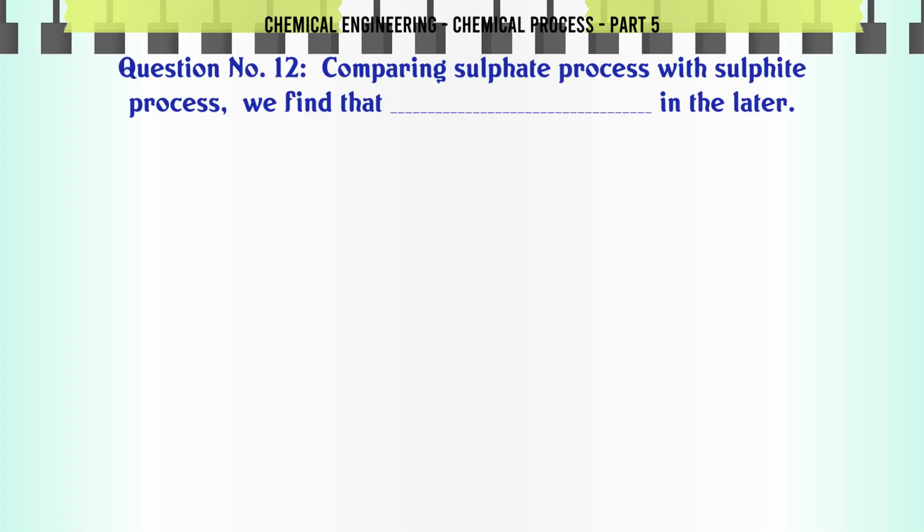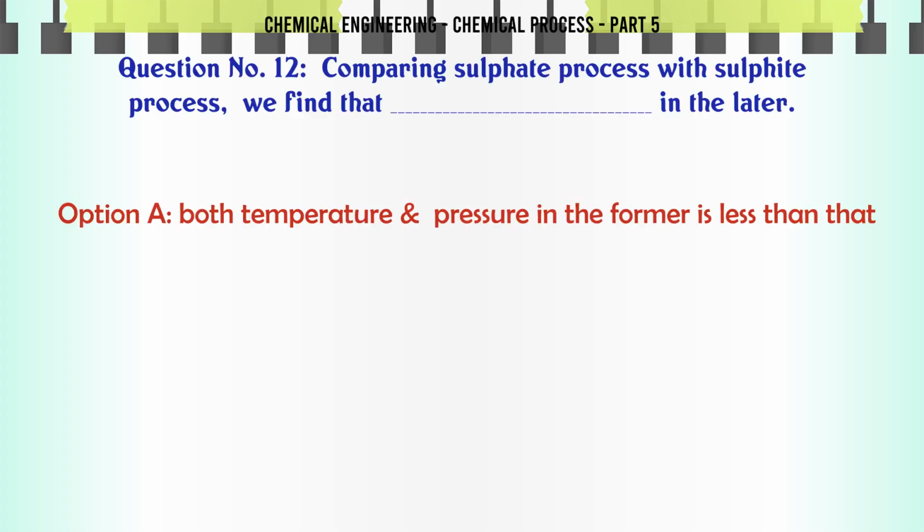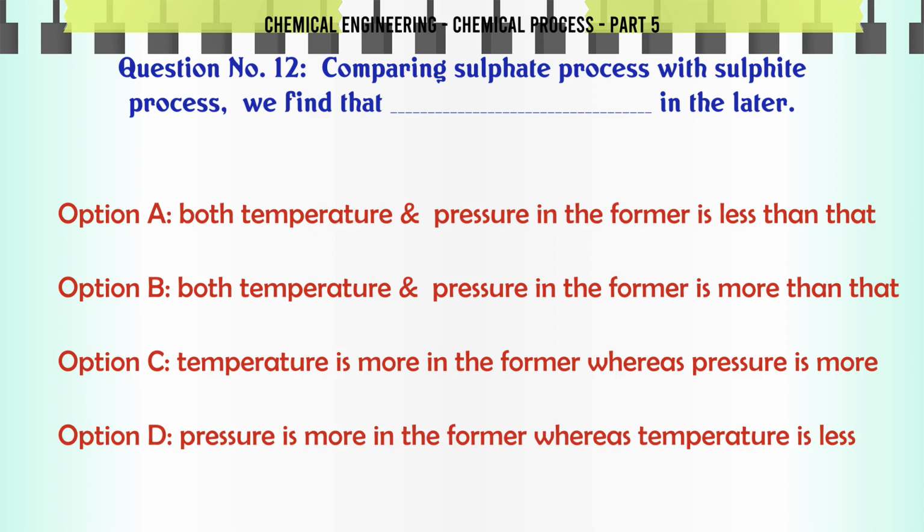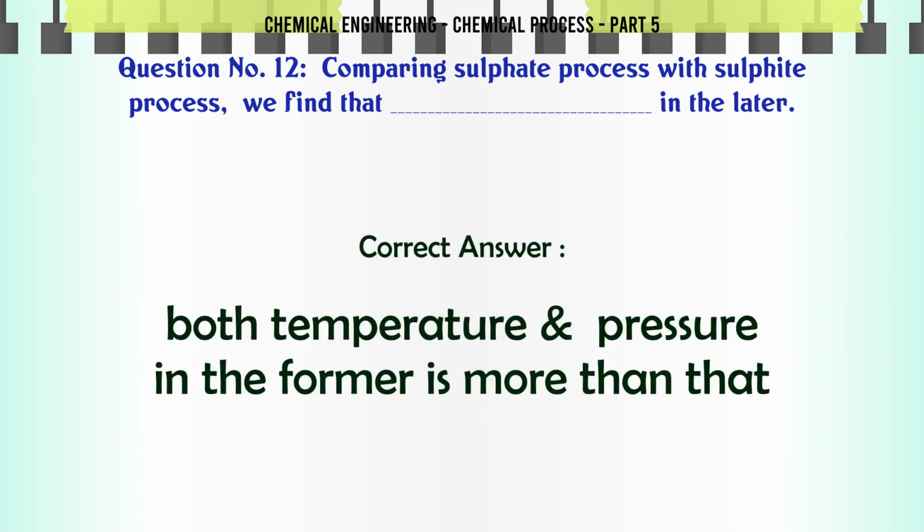Comparing sulphate process with sulphite process, we find that in the latter, A. both temperature pressure in the former is less than that, B. both temperature pressure in the former is more than that, C. temperature is more in the former whereas pressure is more, D. pressure is more in the former whereas temperature is less. The correct answer is both temperature pressure in the former is more than that.